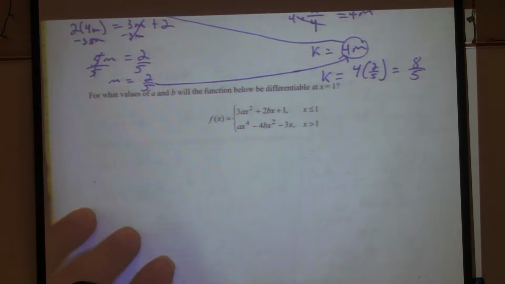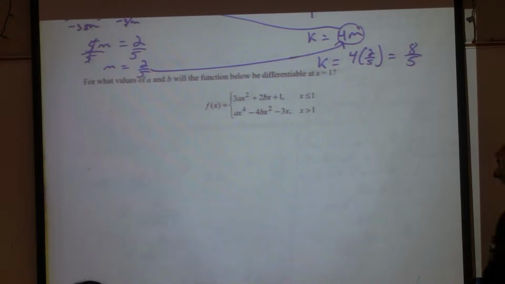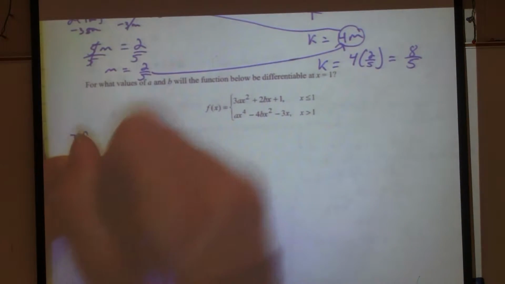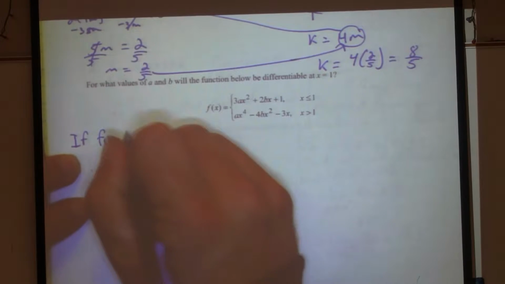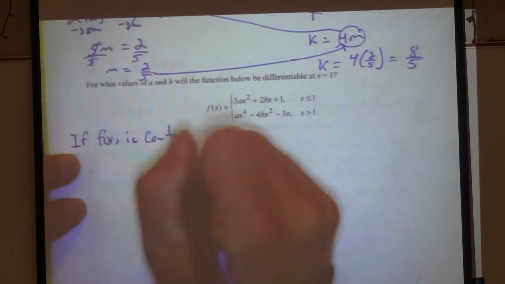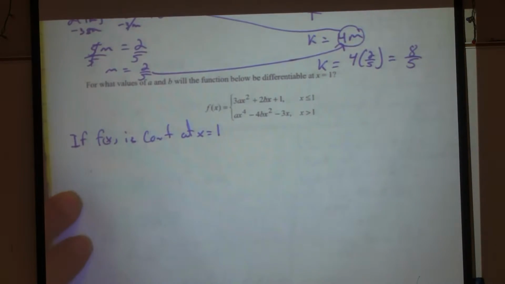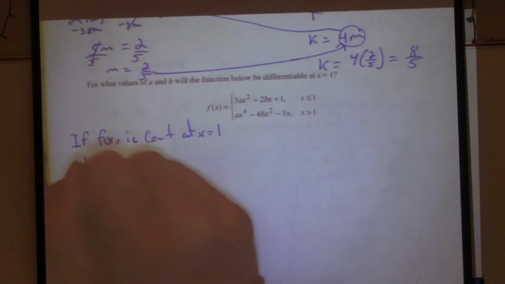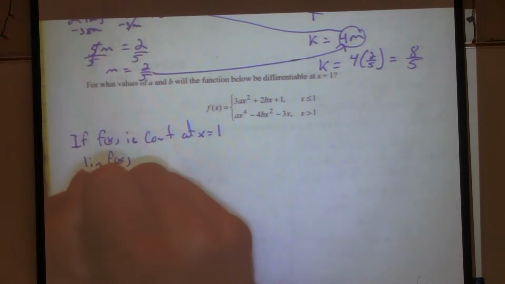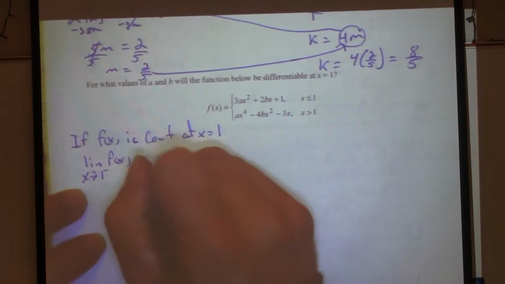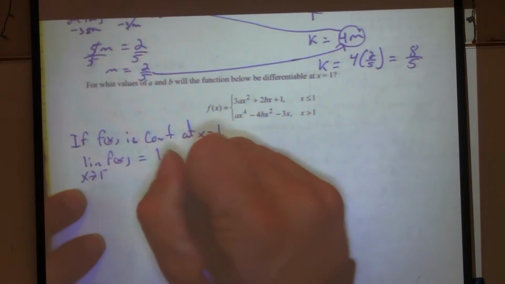Alright, so let's look at this bad boy here. For what values of a and b will the function below be differentiable at x equals 1? Okay, so in order for it to be differentiable, it first must be continuous. Right? And if I want it to be continuous, what has to be true? Must be defined. Is it defined? Yes. Alright, so we can kind of skip that step. We can jump straight to the second one, which is that the limit of the function as we approach 1 from either side have to be equal to the other limit.